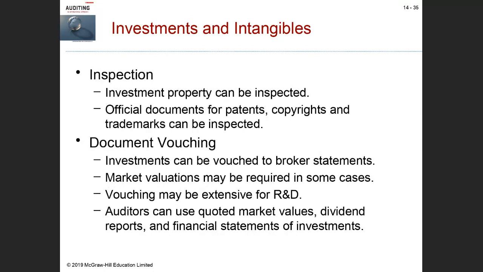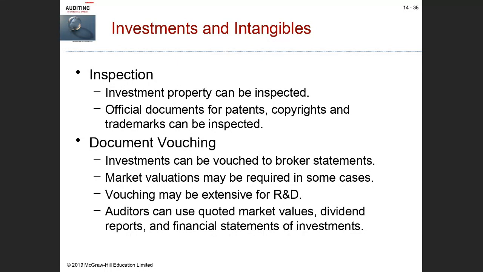Inspection: if a company says it owns patents, copyrights, trademarks, pull out the files and actually inspect them to make sure that they exist. If it was just acquired in the year, because it's a material transaction, probably trace to the actual legal documents where the patent was acquired or copyright purchased, and look at the payment therefore.